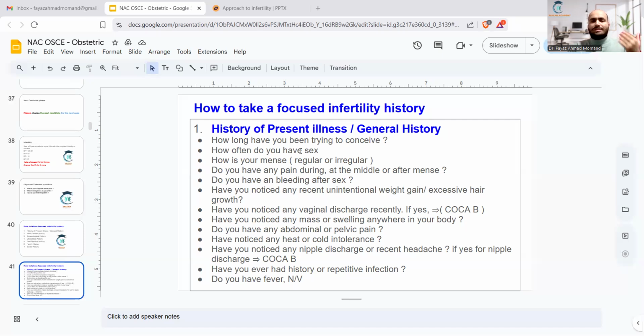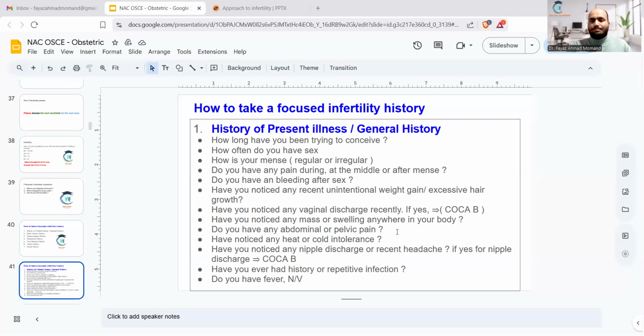Now, once you're done with those general questions, ask about vaginal discharge. If the patient says yes, follow it up with the structure of color, odor, consistency, amount, and blood in it. This will give you an idea if the patient has PID or another infection or any reason why they couldn't be pregnant. Ask about mass or swelling. Sometimes patients may have some types of cancers that are causing irregularity in their menses and making it hard for them to get pregnant.